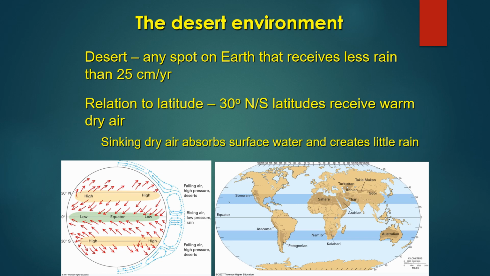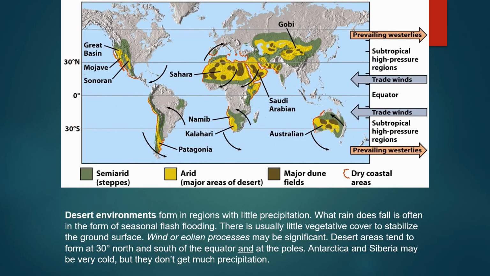The polar regions are very cold, and the cold air has very low capacity for moisture, so the polar regions are very dry too. However, if you look at the global desert distribution map, the polar regions, the north and the south 30 degrees latitude, are not the only areas that have deserts.